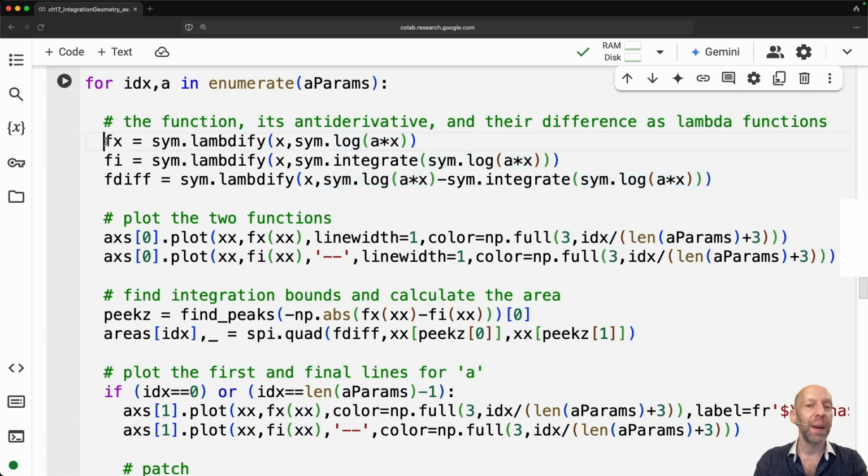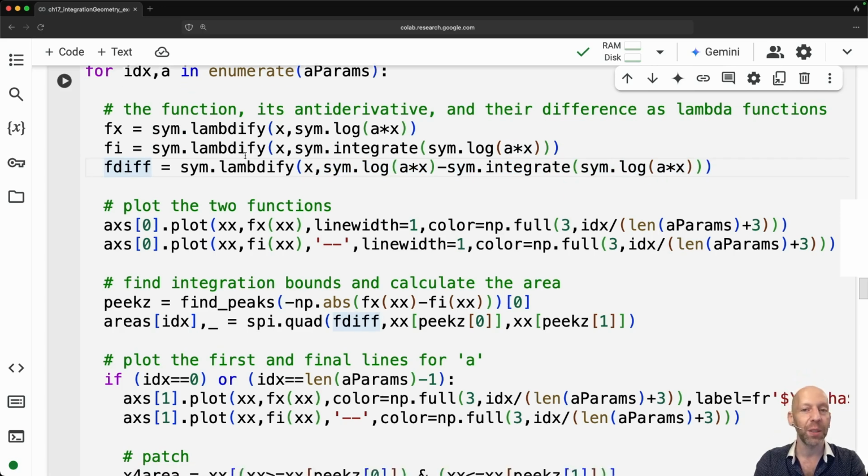So a lambda function for the mathematical function, for its indefinite integral, for its antiderivative. And here I'm defining a lambda function for the difference. So this is the natural log minus its antiderivative. Okay, and this is what I'm going to use to identify these pinch points where we get the intersections.